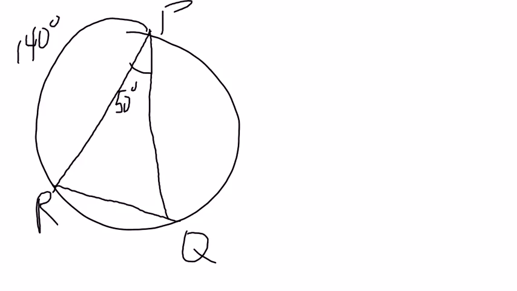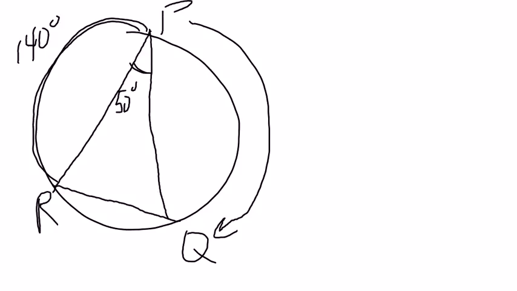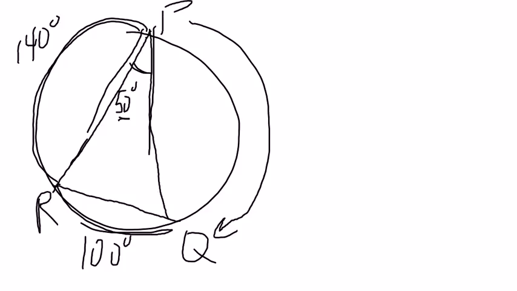Okay, so in number 9, I want the measure of arc PQ. I want that right there. So I have this is 50, this arc is 140. Since this is an inscribed angle right there, I know that the arc that's intercepted is twice the amount of that angle, so I know that arc is 100 degrees.